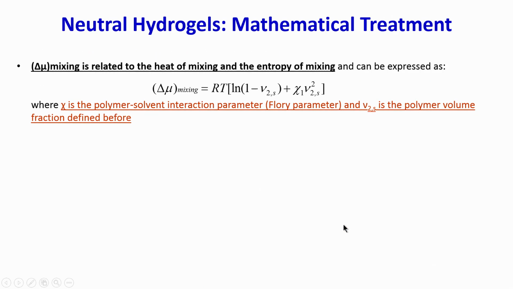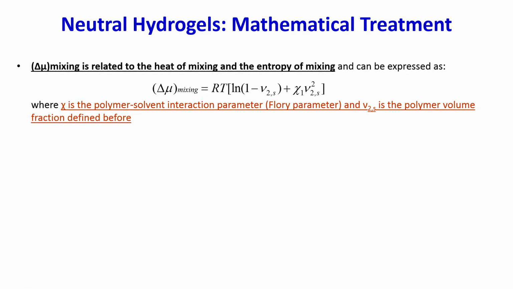Okay. So, now that we have established that, let us see how we can define the delta mu for mixing. So, this is of course related to the heat of mixing and the entropy of mixing. So, this can be defined directly as delta mu mixing is equal to RT with this expression, where, and I am not going to go into the derivation of all of these equations.